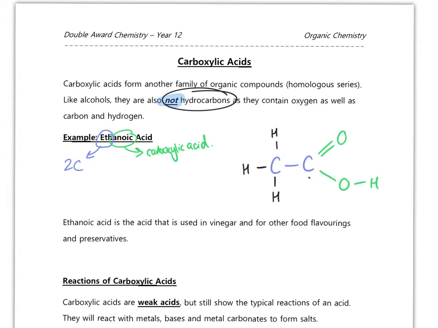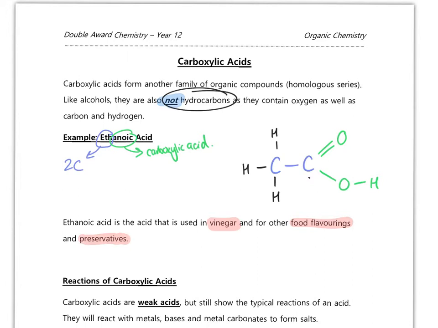So some uses of ethanoic acid which you need to be familiar with. It's used in vinegar. It's also used for other food flavourings and preservatives. So if you think of the likes of pickled onions, that is in a solution essentially of vinegar, of ethanoic acid. So that's some uses of ethanoic acid that you need to be familiar with.